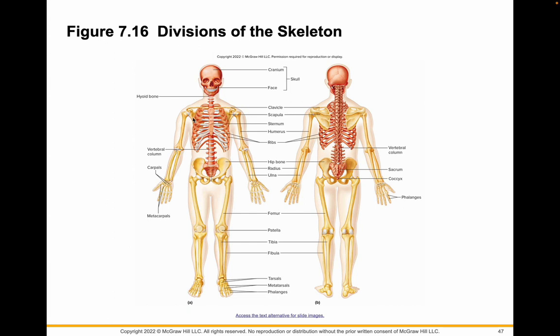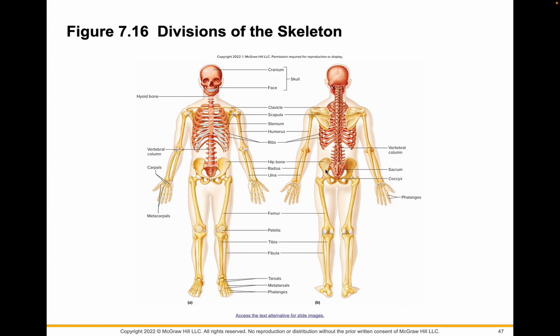The appendicular skeleton will include the clavicle and the scapula, which is the girdle that holds the arm on, which is the humerus, the radius and ulna, the wrist bones called the carpals, and then the metacarpals, which are the bones that go through your palm, and your phalanges are your digits. You have different types of phalanges: proximal, medial, and distal. Except for the thumb, there's no medial, just proximal and distal.